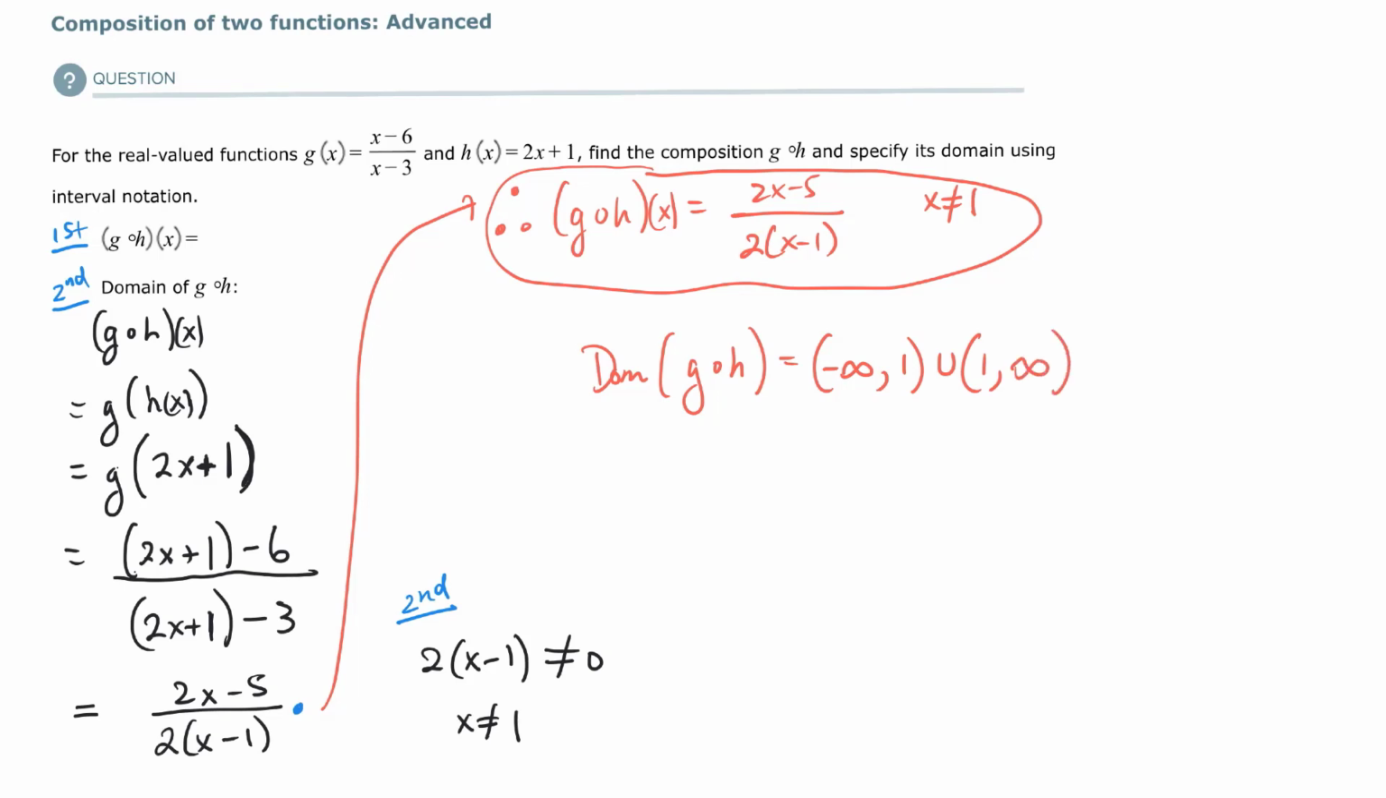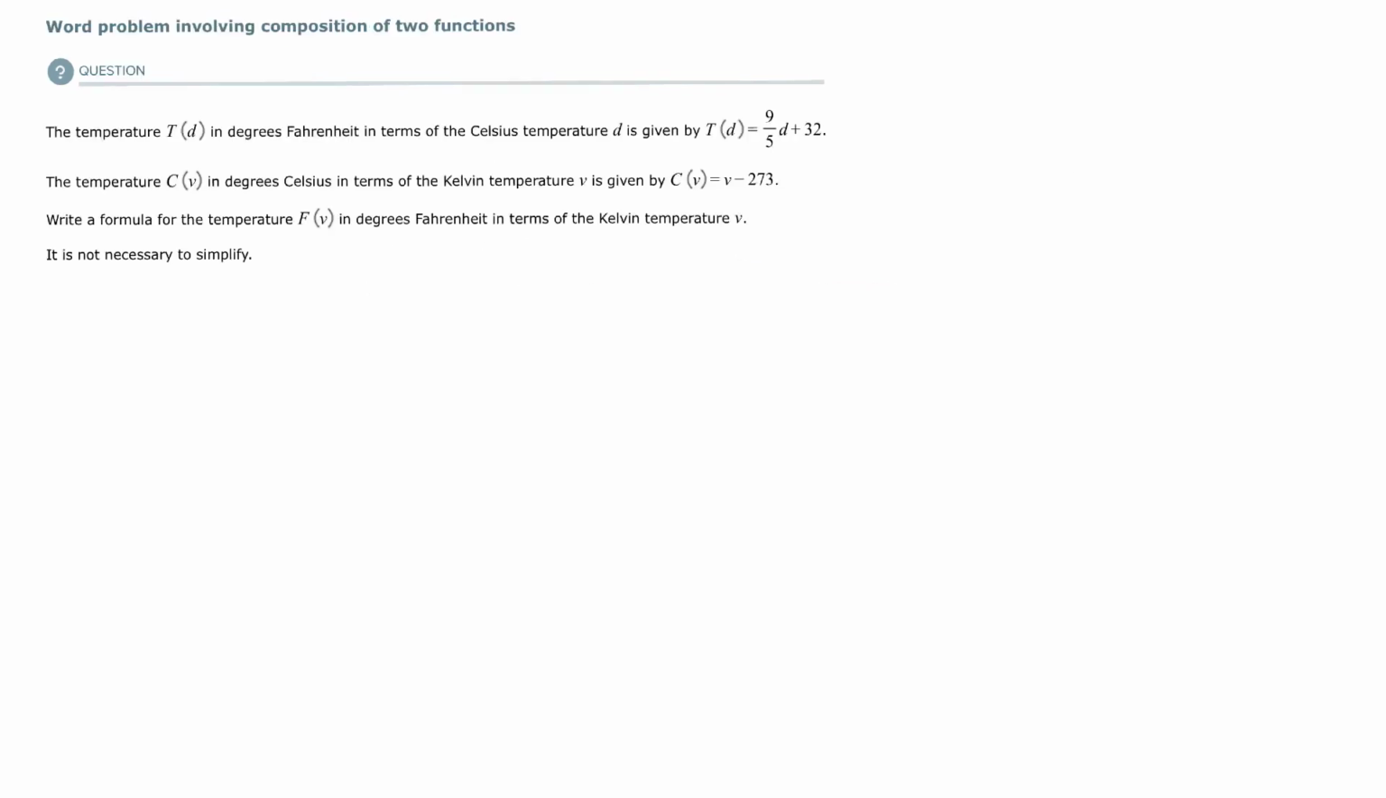So it's the entire real number line except 1. That's how you read that interval notation from left to right. Let's circle that, and that is the answer to the second part. So that was the answer to the first part. This is the answer to the second part.